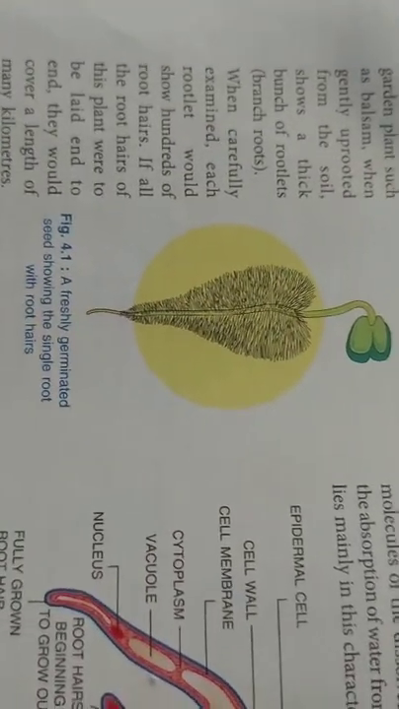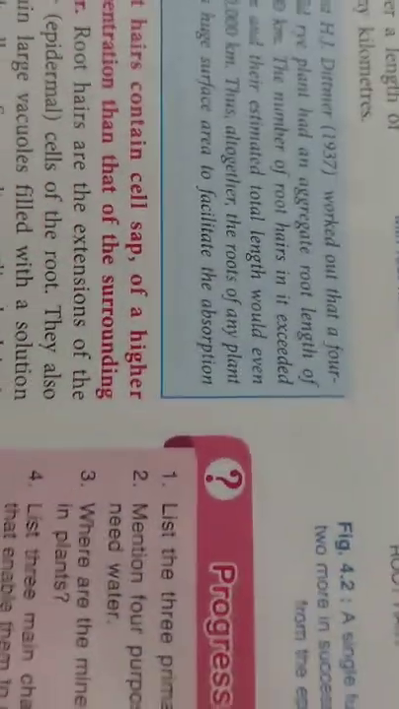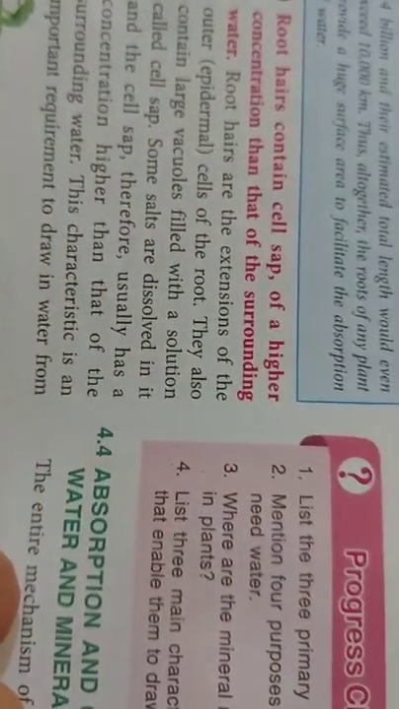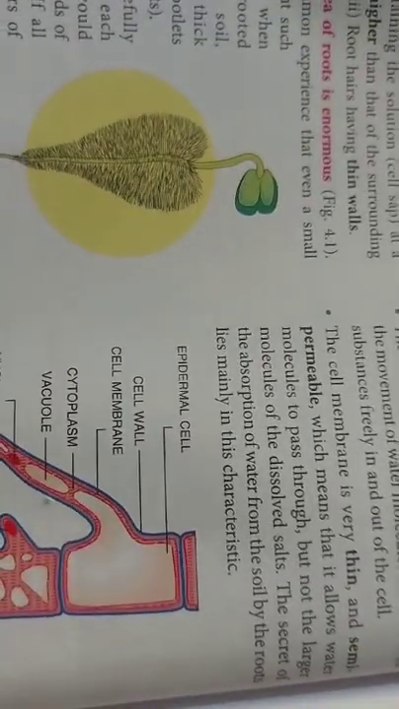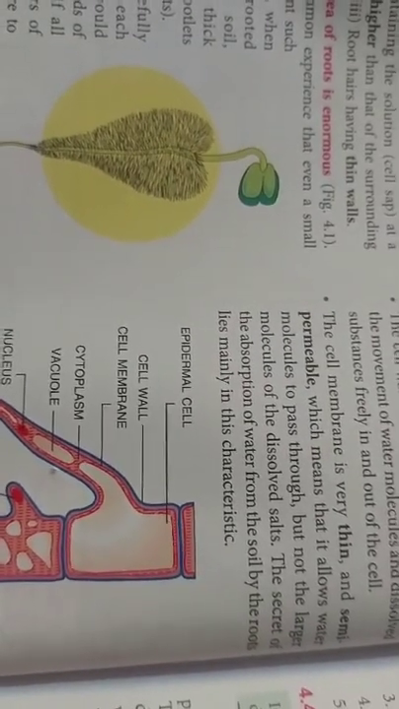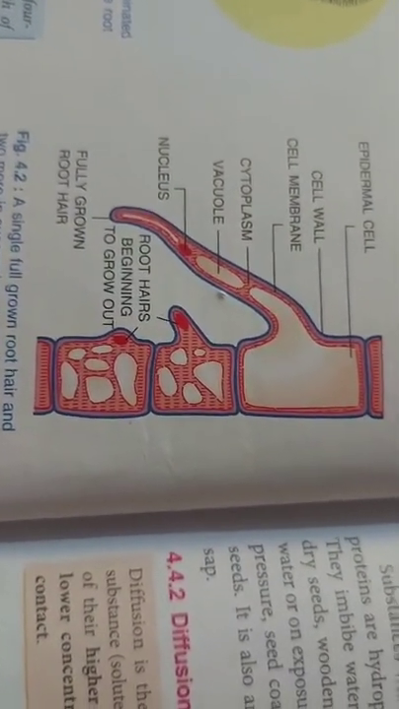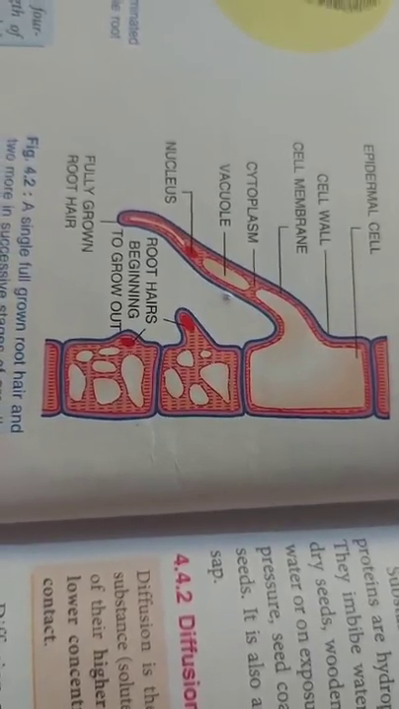So these are all the characteristics that give the root the power of absorbing water and minerals: the surface area, the cell sap at a higher concentration than the surrounding, and the thin cell wall which is permeable and enables the proper absorption of mineral salts and dissolved molecules in the roots. This is the diagram where the very thin cell wall as a membrane is there, which is absorbing the water, minerals and all the things.